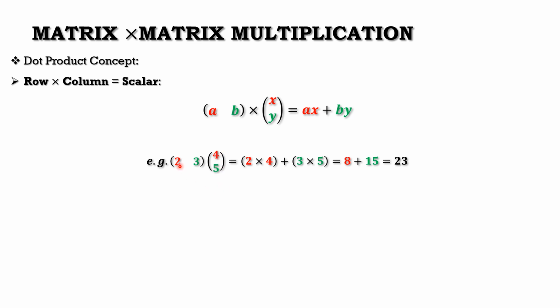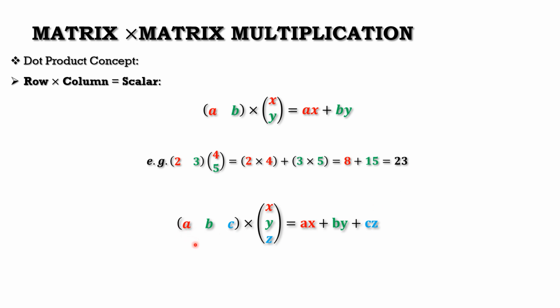Under this, the red entries, that is 2 and 4, will multiply themselves. That will be 2 times 4 equal to 8. And the green entries will multiply themselves. That will give us 15. After having your results, you sum them together. So 8 plus 15 will give us 23. So that is how the dot product multiplication is done.